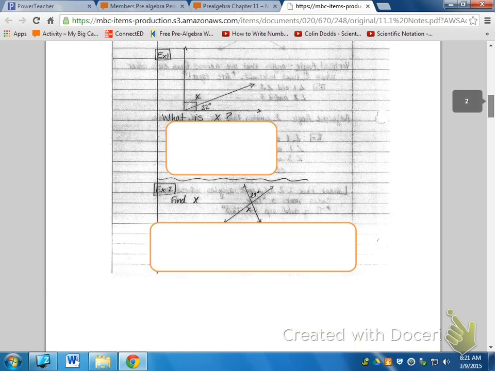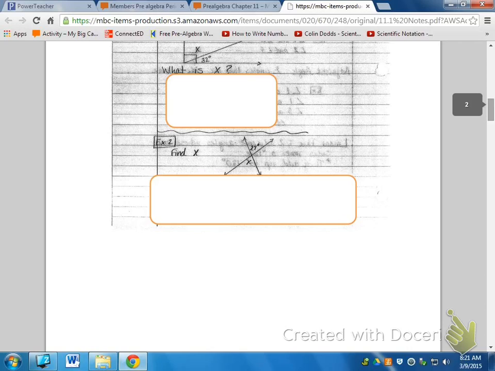All right, now example 2. It says find x. Not a lot of information given other than this angle is 27 degrees, and they want you to find this angle. We've got two lines intersecting. Any ideas on that? Any ideas on how we could figure out what x is?